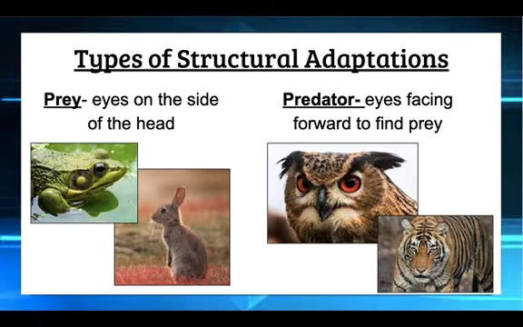Another type of structural adaptation is the location of eyes. What we've seen is that a lot of prey animals have eyes on the side of their head. This makes it so they can see around, and basically they have a better angle to watch out for the predators that might be hunting them. Predators are known to have mostly eyes facing forward. Better vision helps them to really focus in on the prey that they are hunting.